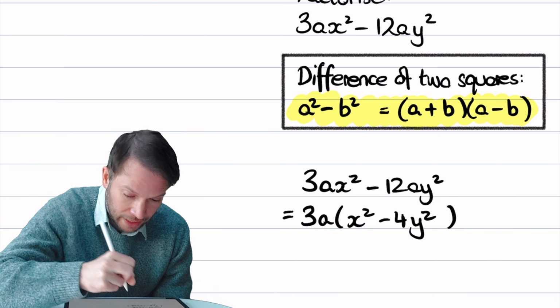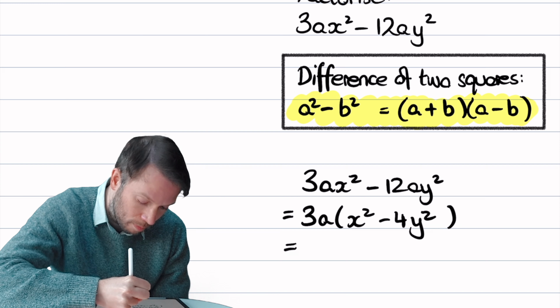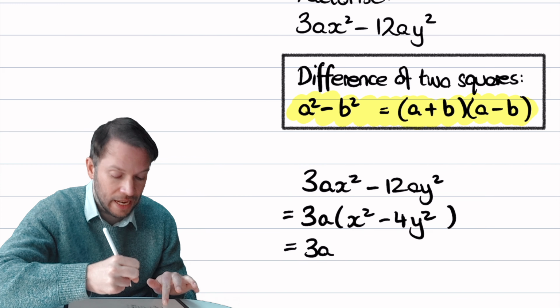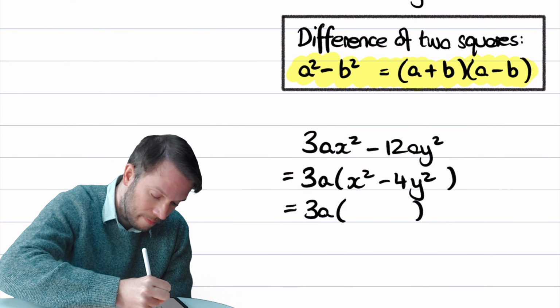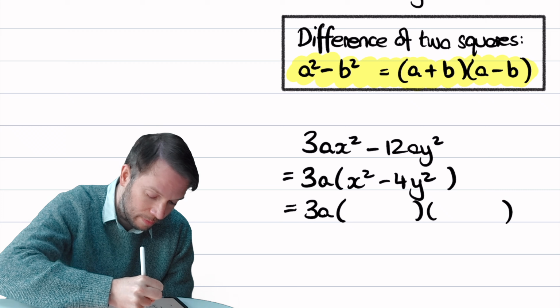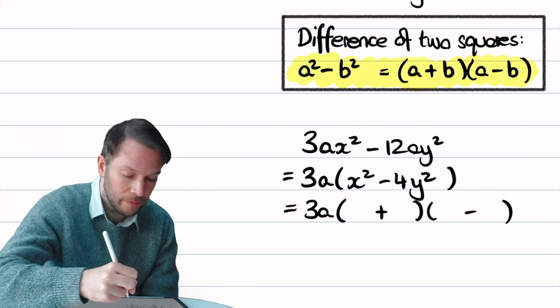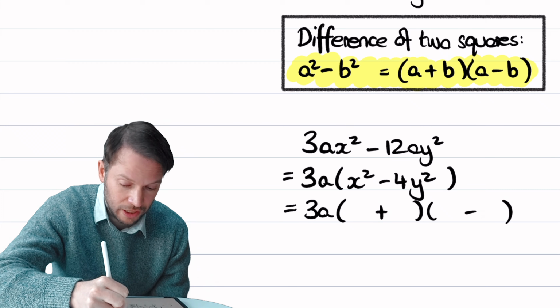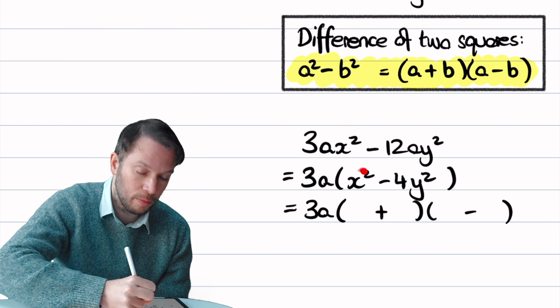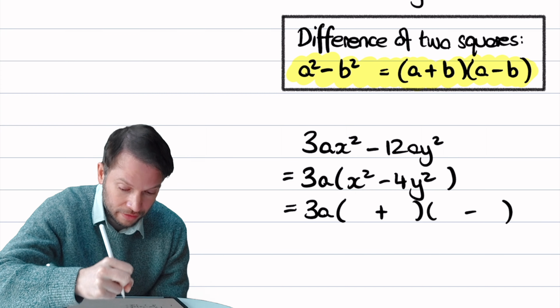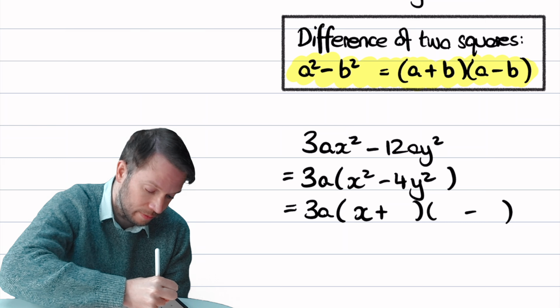So let's do that here on the next line. We're going to copy the 3a, and then we're going to have two brackets. We put plus in the middle of one of them, minus in the middle of the other, and then we do the square root of each of these terms inside the bracket. What's the square root of x squared? Well, it's just x. The square root cancels out the squared, so we get x.